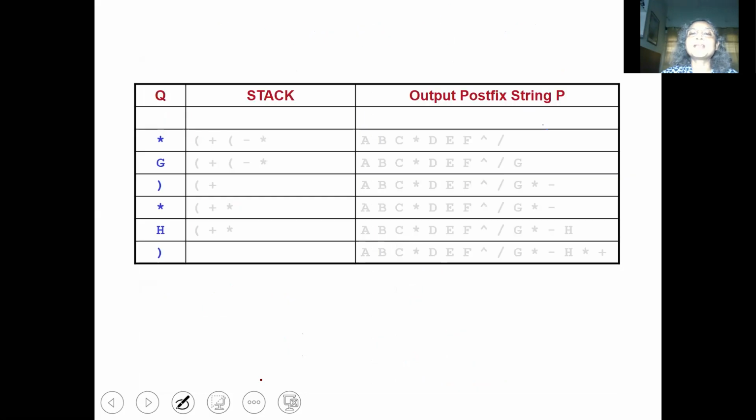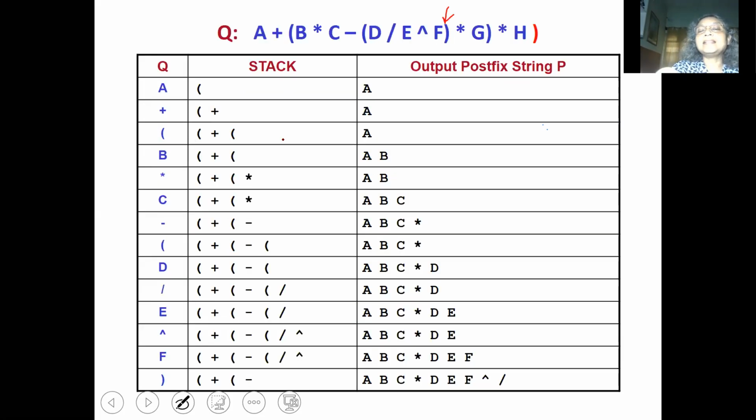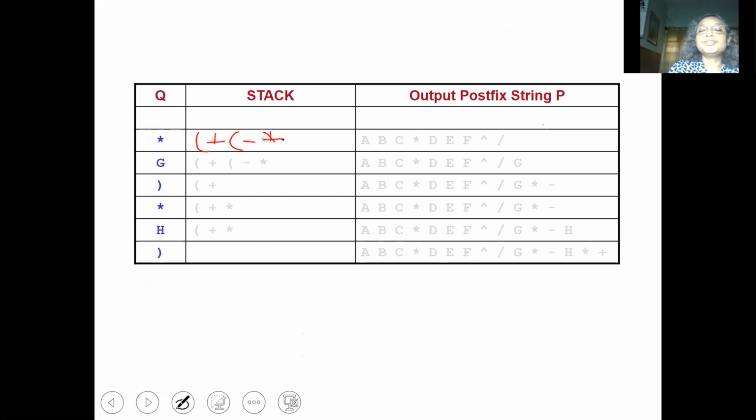We still have some more characters to go. So the next character is star. So this star will go into the stack. Because the stack contained this, and minus is lower precedence, star will now go into the stack. Then we get G. So G will be put into the stack. Earlier the stack had A, B, C star, D, E, F. Now we put G into the stack.